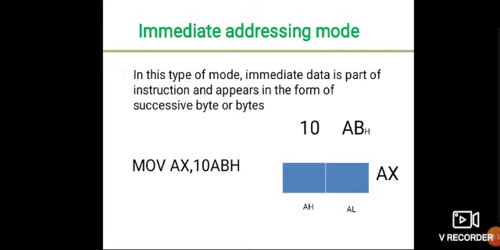Of course we know that AX is a 16-bit register where the lower byte is represented as AL and the higher byte is represented as AH. When I execute this instruction, the lower byte will go to the AL register and the higher byte will go to the AH register. Now the AX will have 10AB, where the immediate data is moved into the AX.